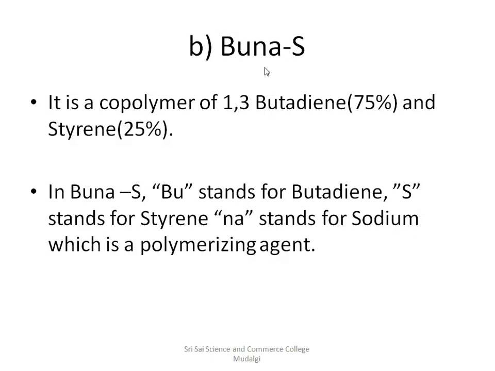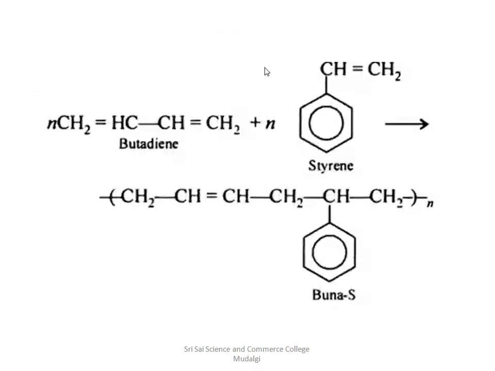Buna refers to butadiene, Na refers to sodium, which is a polymerizing agent, and S is nothing but one of the monomers called styrene. So this is the formation of the Buna structure. You can see here n molecules of 1,3 butadiene, right? Here you can see there is a double bond at the first and third carbon. This reacts with n molecules of styrene. So these are the two monomers which result in the formation of Buna. Yes, it undergoes polymerization.